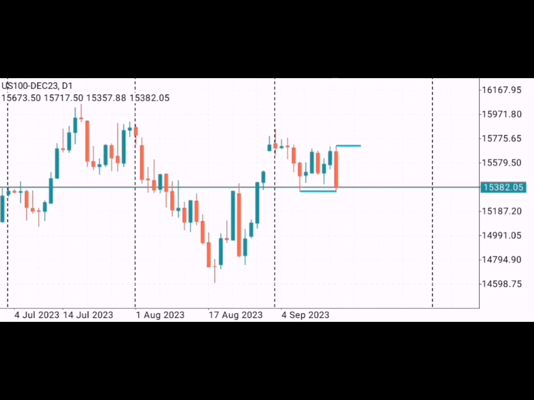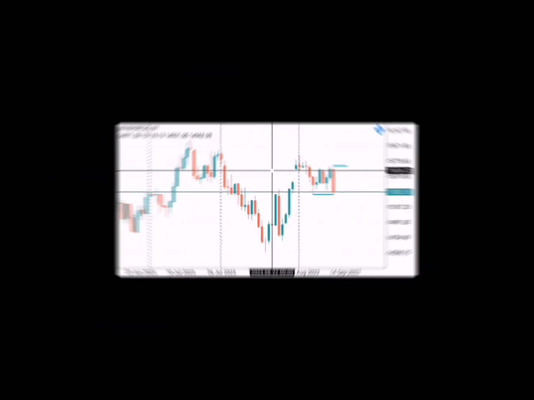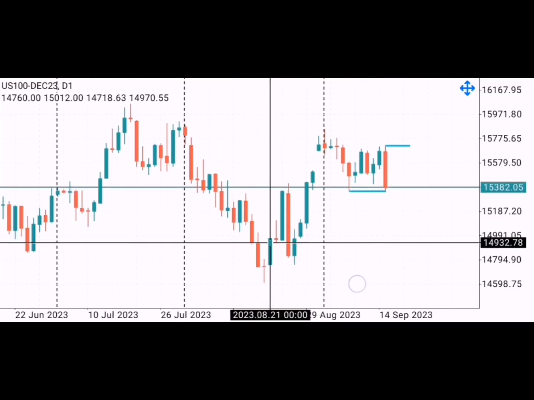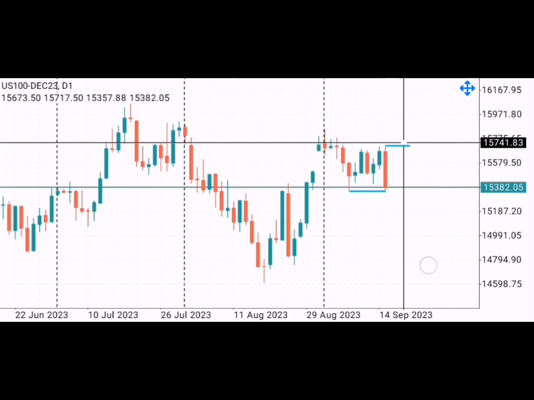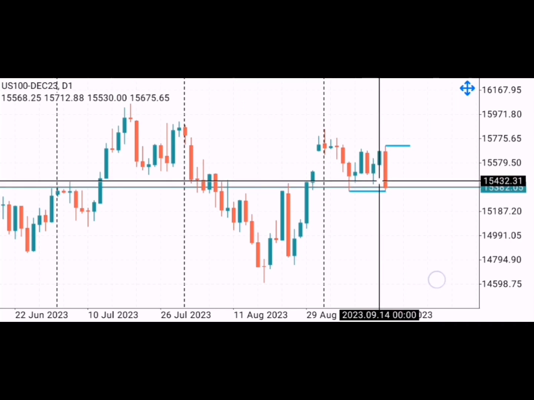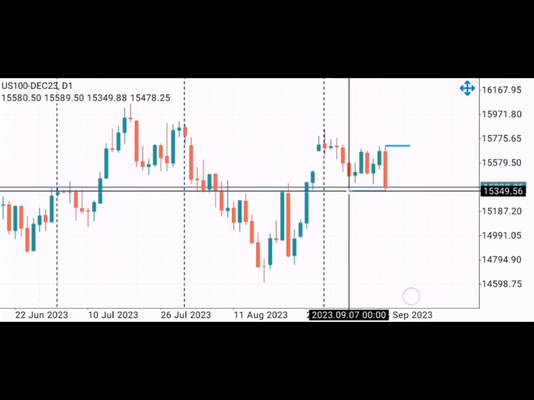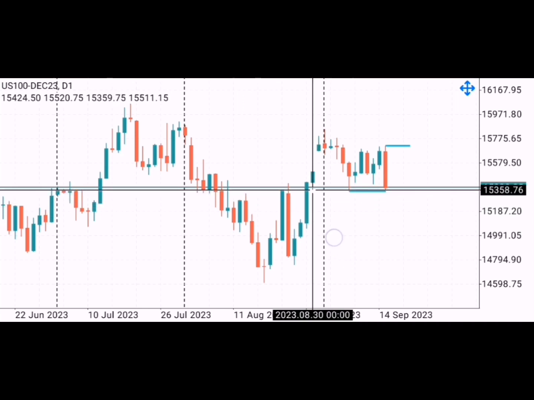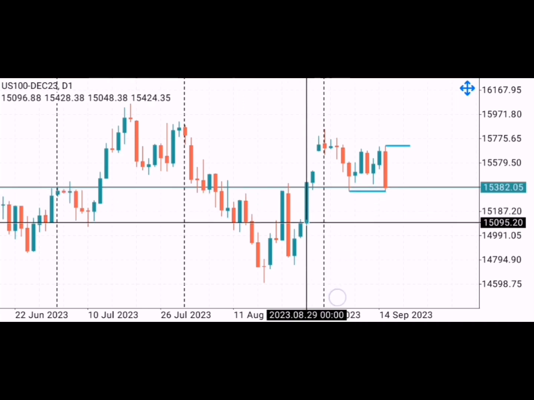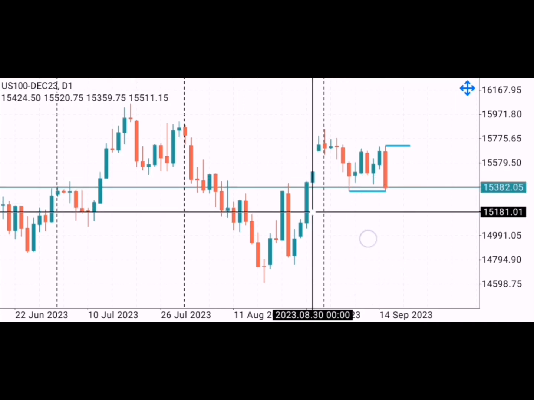Let's have a look at these charts. All right, we're now looking at the Nasdaq, and in this market I'm looking at two levels. It seems like price is going to be trading into this level into next week and trade further into this fair value gap over here, and then we will observe how this market reacts.